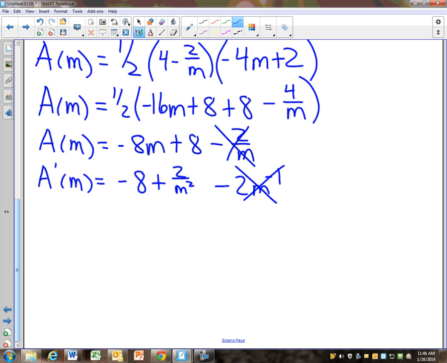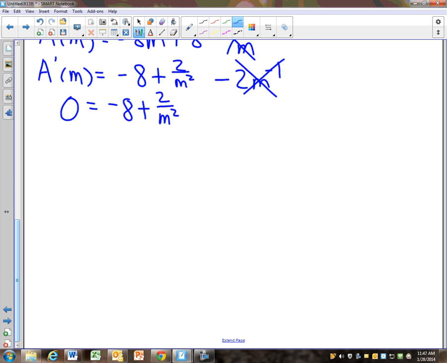Now I set it equal to 0. Why? Because we're maximizing, and local maxes and mins occur when the derivative is equal to 0. See how beautiful it all is? 0 equals negative 8 plus 2 over m squared. How to solve? Add the 8, cross multiply. 8 over 1 equals 2 over m squared. 8m squared equals 2.